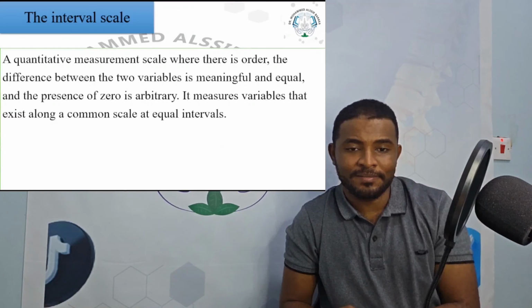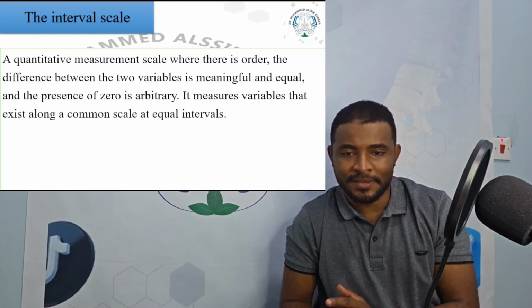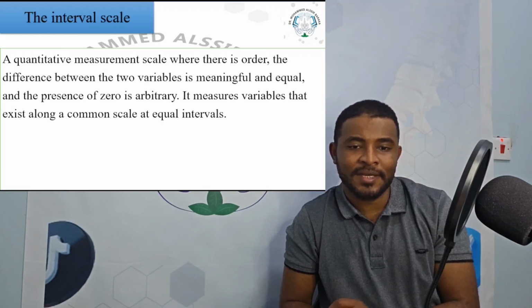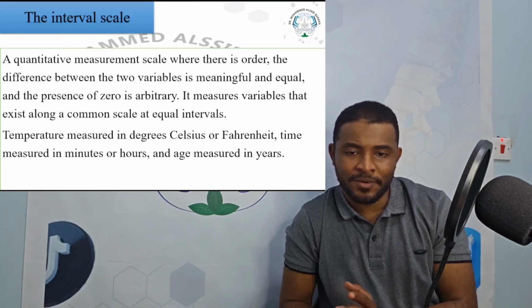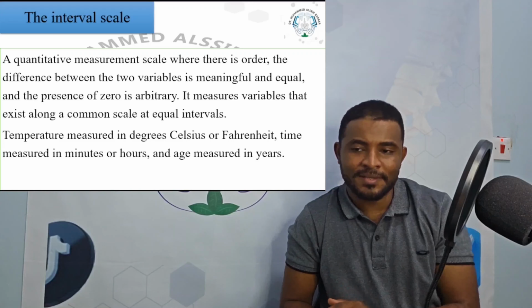The interval scale is a quantitative measurement scale where there is order. The difference between the two values is meaningful and equal. The presence of zero is arbitrary. It measures variables that exist along a common scale at equal intervals. For example, temperature measured in either Fahrenheit or Celsius, time in minutes and hours, and age measured in years.